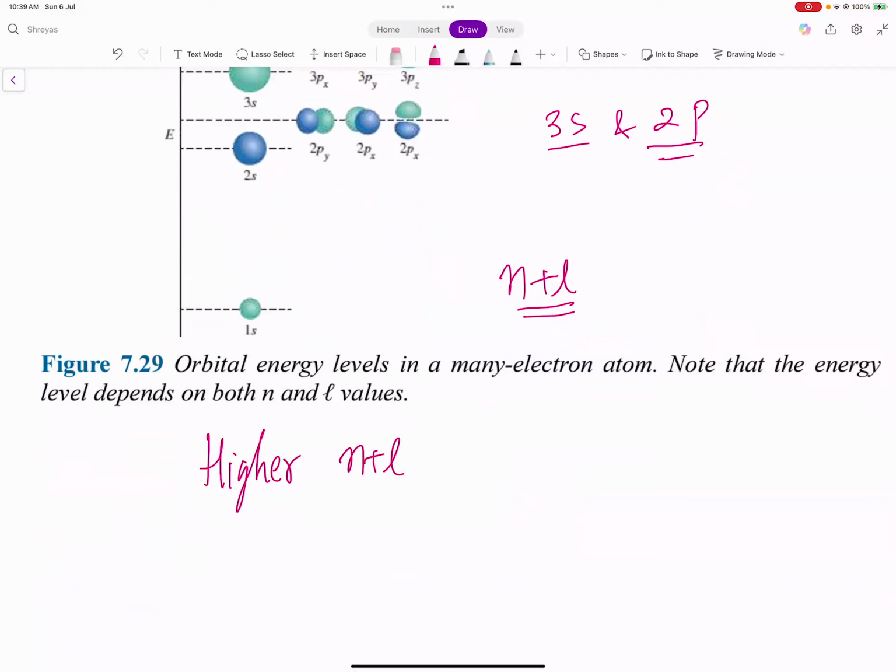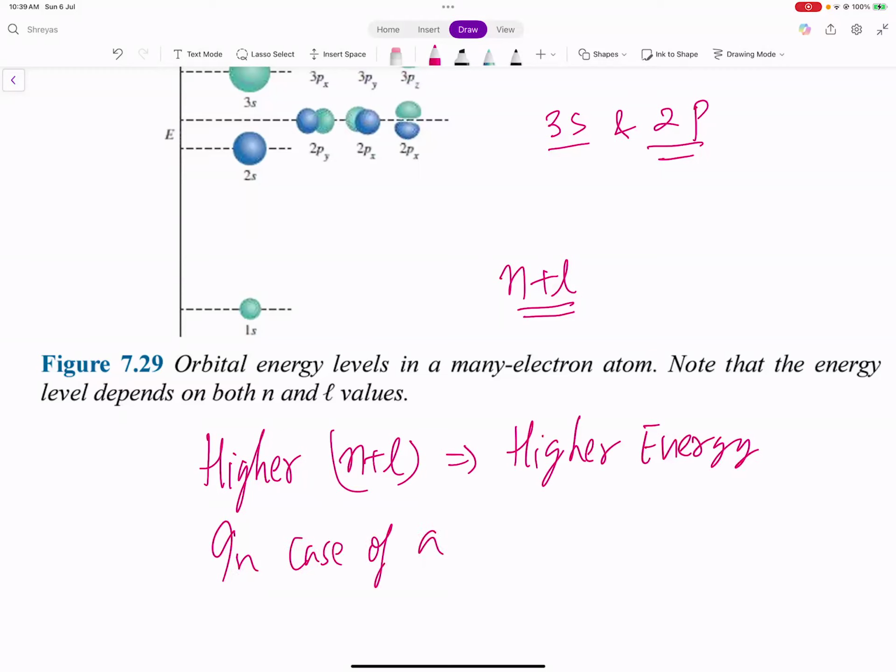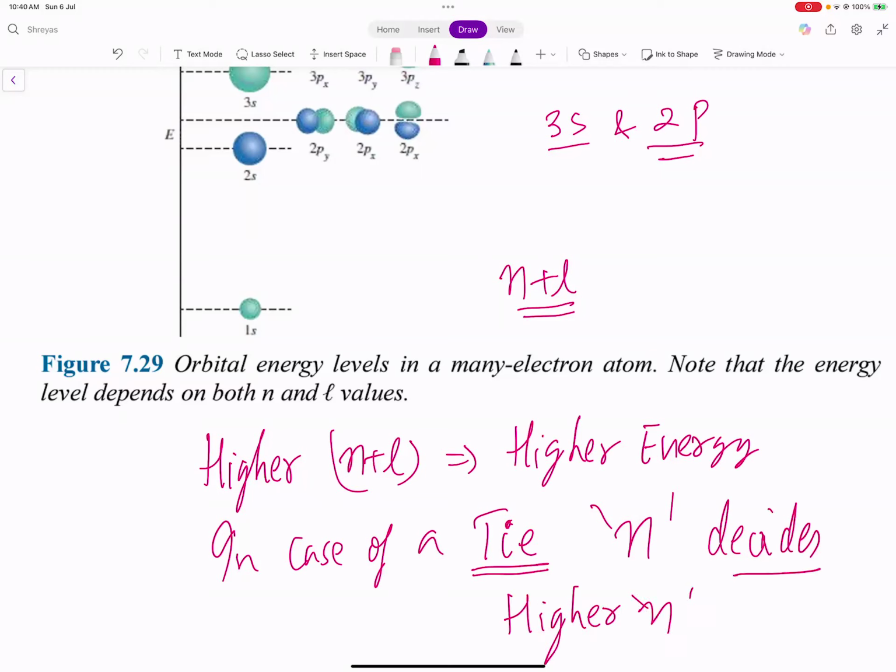Higher n plus l implies higher energy. In case of a tie, the one with the higher n value decides. Higher n means higher energy. Got it? So this is how we'll go about this.